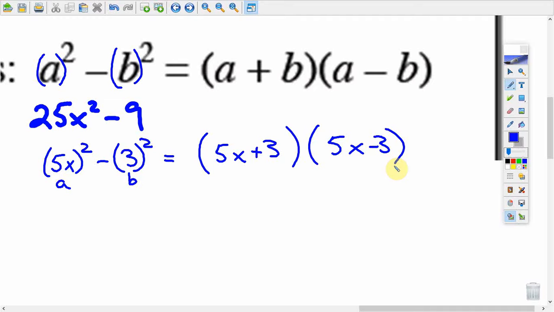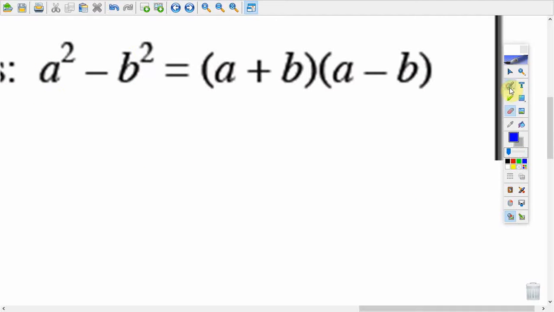If I wanted to know the roots, I could make it equal 0. And for this one, I get x is equal to negative 3/5 and x is equal to positive 3/5. Okay, let's look at another less obvious example. What if we had 16x to the 4th minus 81?